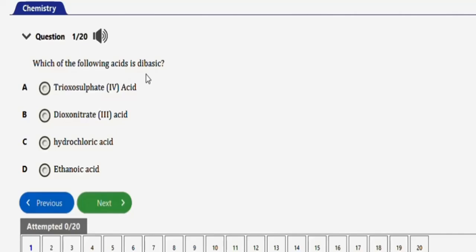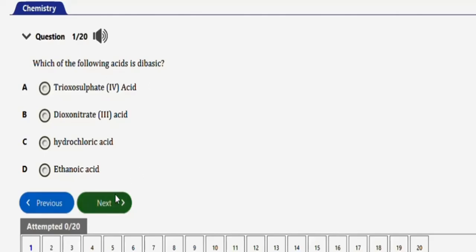We have trioxosulfate(IV) acid, tetraoxosulfate(VI) acid, trioxonitrate(V) acid, hydrochloric acid and ethanoic acid. Alright, so guys, the right option in this question will be option A. The reason is that the basicity of the acid here is 2. Basicity in chemistry is simply the number of replaceable hydrogen ions in one molecule of an acid. So the replaceable hydrogen ions in this trioxosulfate(IV) acid is 2. Okay, so that's it for this question.